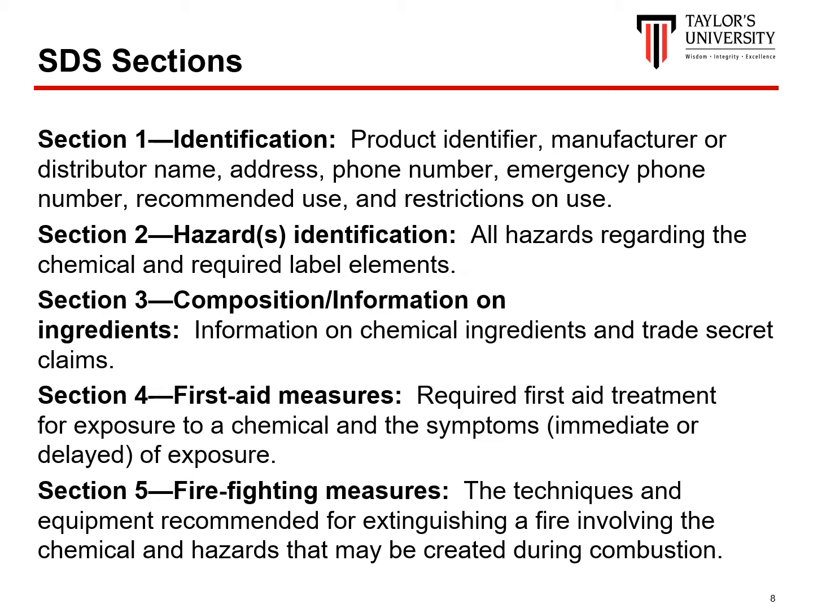Section 4 is a specific section that talks about first aid measures. What is required if, let's say, someone gets exposed to these chemicals, and the symptoms, be it immediate or delayed, of an exposure. Section 5 is specifically used for firefighting measures, the techniques and equipment recommended for extinguishing a fire involving this particular chemical during combustion.